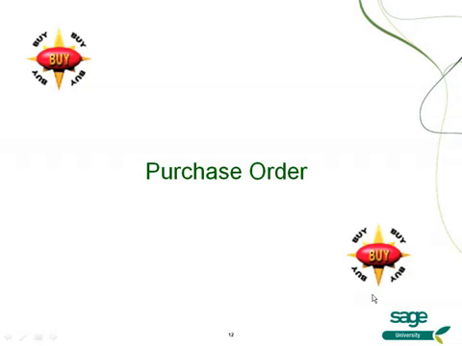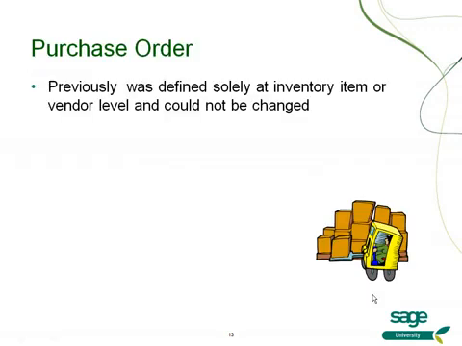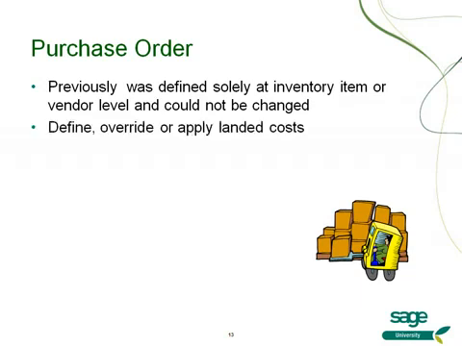Significant enhancements were made to the purchase order module in the landed costs area. Previously to 7.4, you would need to define landed costs only at the inventory item or vendor level, and they could not be changed. And you still have that capability. With the new feature, it's now possible to define, override, or apply landed costs on an individual receipt basis, providing increased accuracy and cost controls.